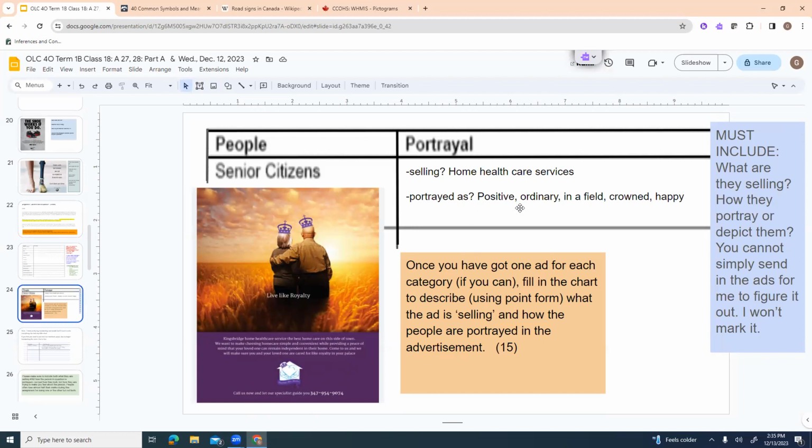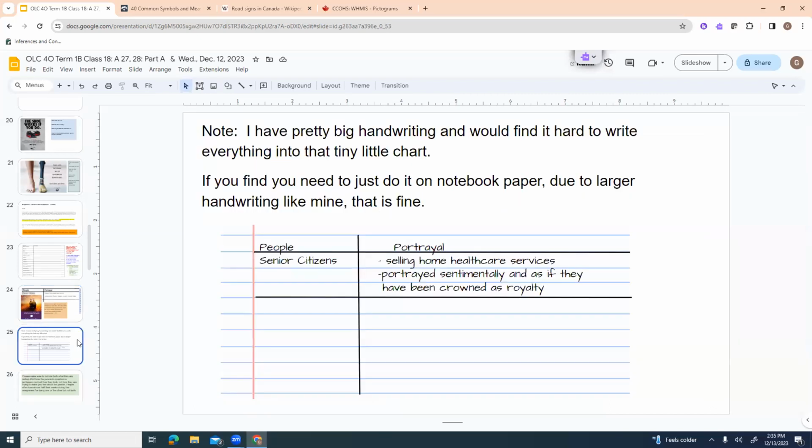Now, this is a really tiny space. I would have a hard time writing in there because I write kind of big. So if you also write kind of big, you can always pull out some notebook paper or do it on your computer. And that's just fine. So here I've given myself more room to write what I want to write. I've changed it up, the same kind of idea though.